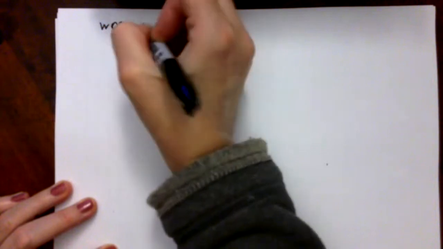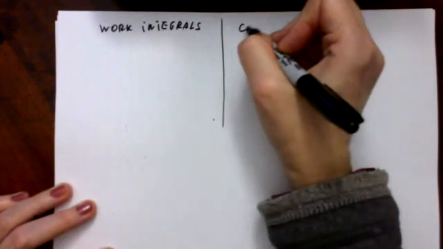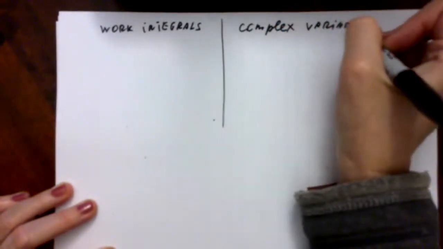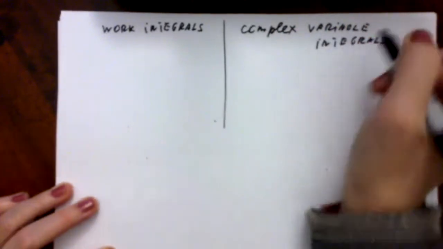But you know what? Maybe you noticed that it wasn't needed to do it in this way. Maybe there was a much easier way to calculate this integral. Let's discuss the similarities and maybe some differences between work integrals, in the left column, and complex variable integrals. Let's compare them. It will be very interesting to discuss them.